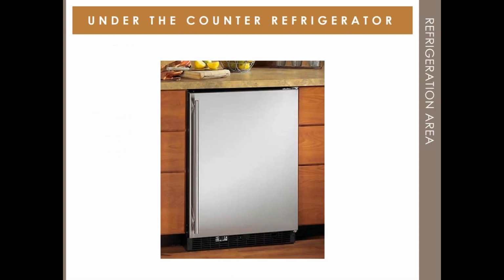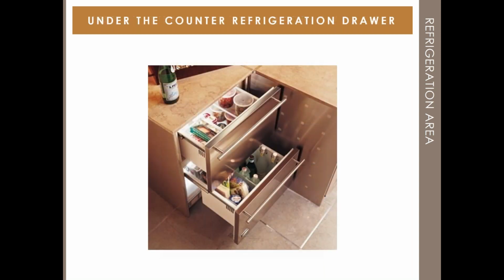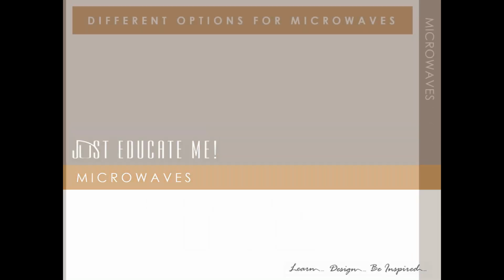You want additional refrigeration, we can do under counter. Those could be drawers. They could be freezer. They even have units out there that convert over either freezer or refrigerator, depending on your needs. Microwaves.